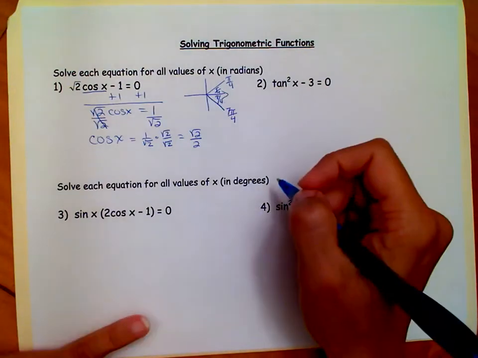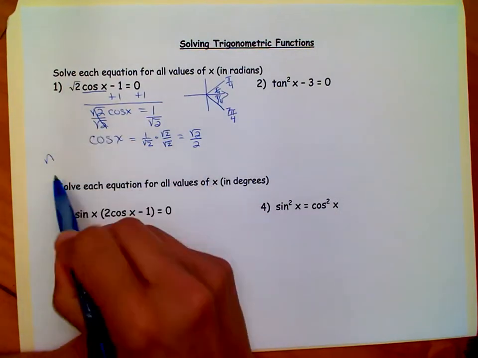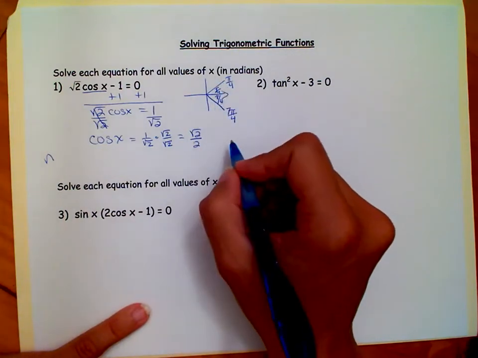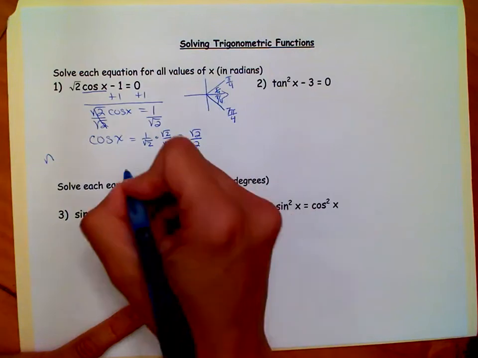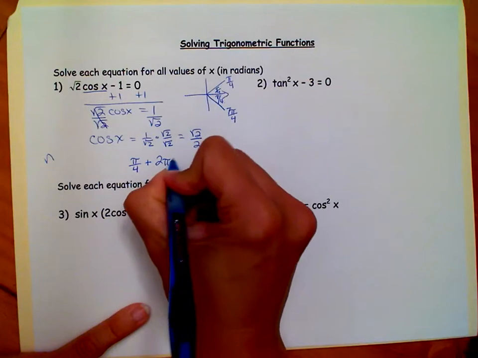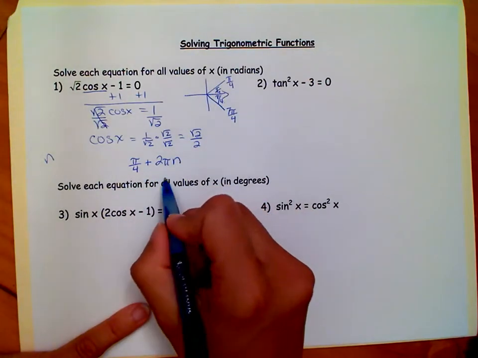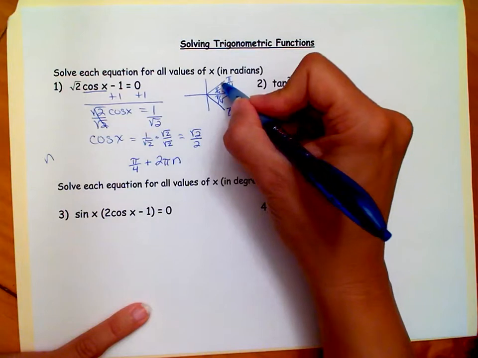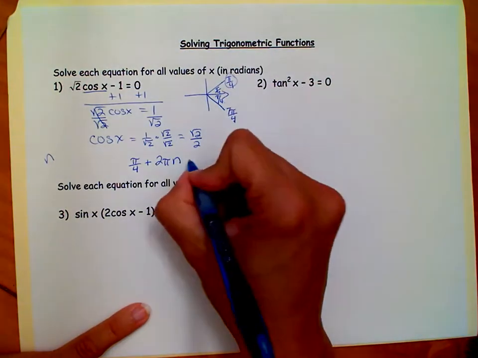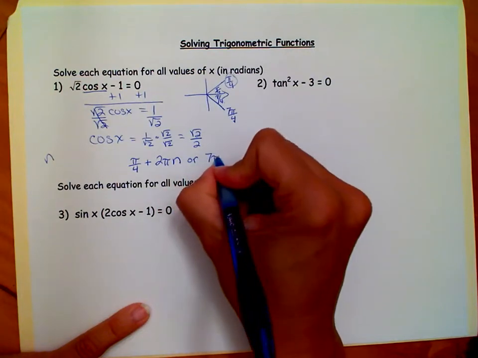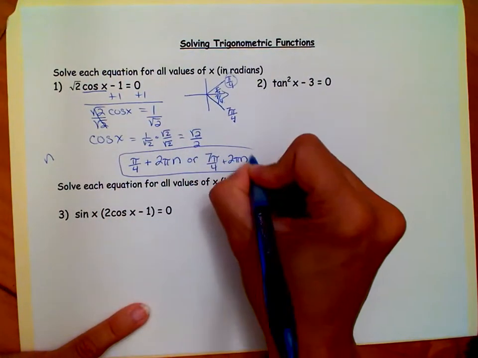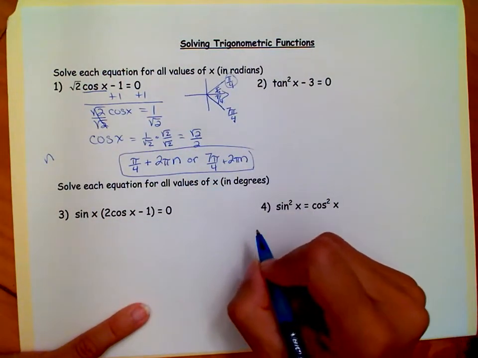In order to do that, I use n as the number of times I'm going around, because I could go around this way, I could go around the other way, we could go around forever and still get these answers. So how we write that is we say pi over 4 plus 2 pi n, where n means the number of times I'm going around. That works for the pi over 4, but I also need all the answers for this one. So then I say, or 7 pi over 4 plus 2 pi n. And those are my answers. So it's a little bit different when you're not given an interval.